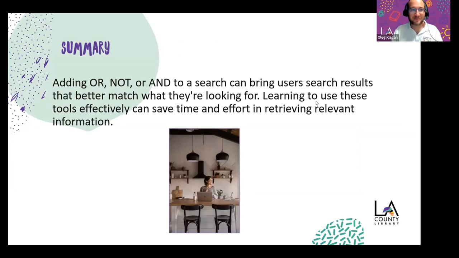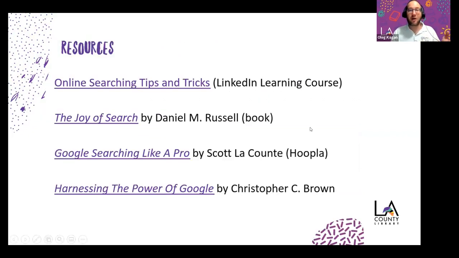So in summary, adding our Boolean operators and using advanced search help you create a more high quality and relevant search. It saves you time and effort in retrieving relevant information. Now, as I mentioned in the beginning of our class today, there are a great many resources available to level up your searching, including the ones on the screen here. We have a whole LinkedIn Learning course on online searching tips and tricks. There are books like The Joy of Search, Google Searching Like a Pro, and Harnessing the Power of Google, available both as ebooks and as physical books. So I recommend, if you're interested in becoming a search pro, that you check out these resources.